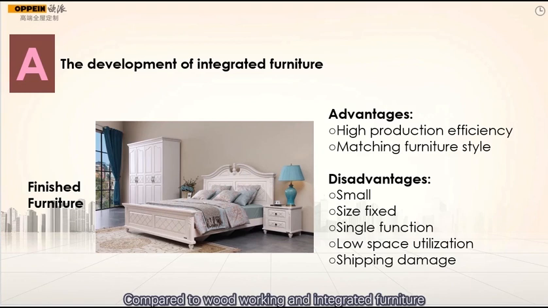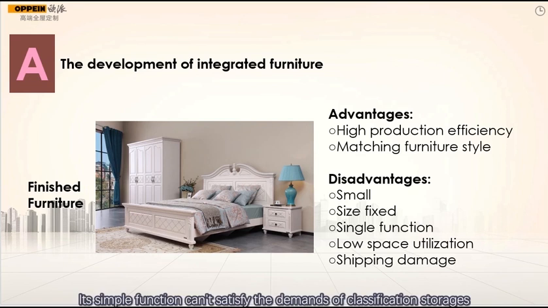Compared to woodworking and integrated furniture, finished furniture has a higher use rate. That's due to its large output and high category matching rate, which can gather all kinds of furniture in a style system. But it has some disadvantages. It is small in size and has small storage capacity. It is in fixed size and cannot be customized according to space, which results in low space utilization. Its simple function can't satisfy the demands of classification storage.